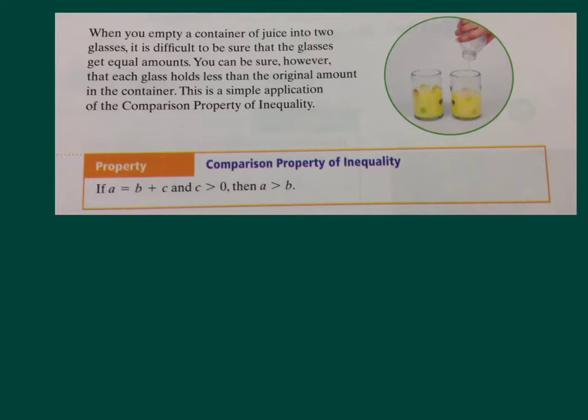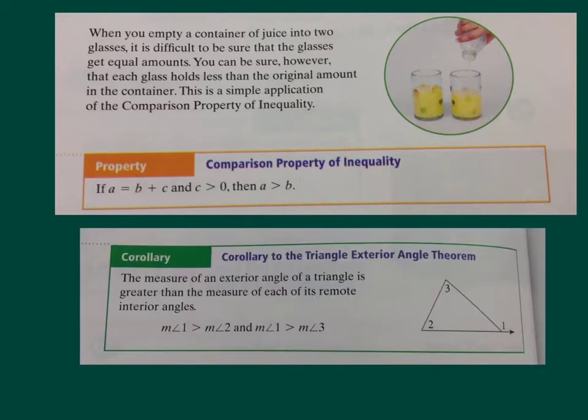But if you pour part of the orange juice, even one drop, into one glass, and you put the entire pitcher into the two glasses, the amount in each glass must be less than the amount you had in the original pitcher. Now we are going to use this comparison property of inequality, and we are going to combine it with the triangle exterior angle theorem.